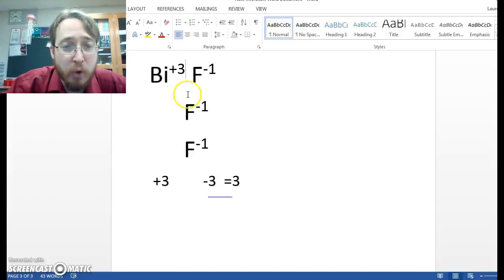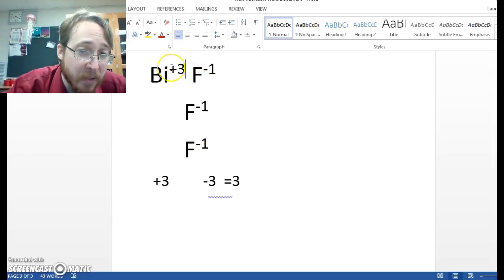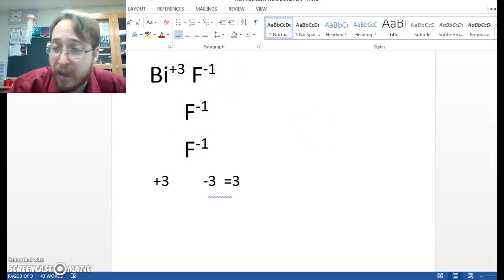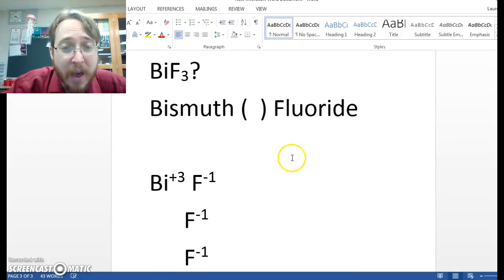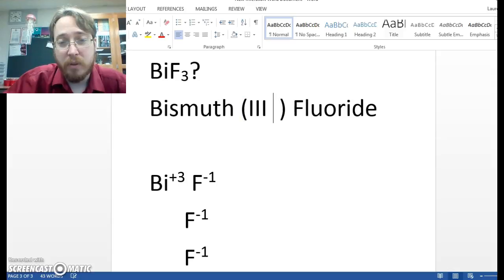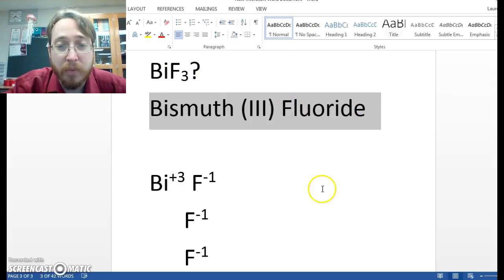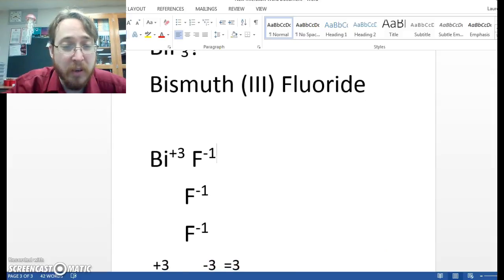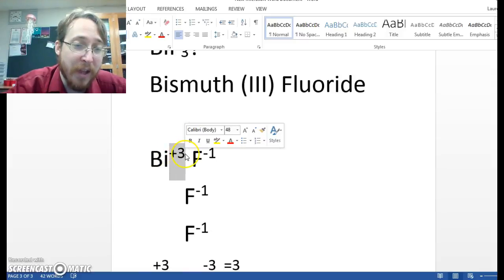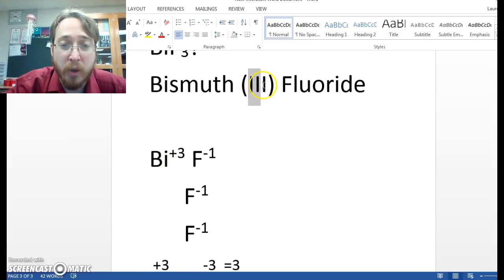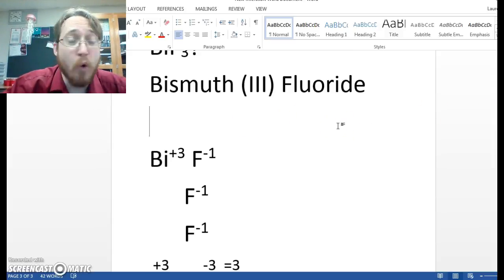So the only way bismuth can cancel out and become neutral with the 3 fluorines is if it has a +3 charge to cancel out each of their -1s, which means that our compound is bismuth(III) fluoride. So if this is our formula, this is the name of our compound. You have to go backwards. Once you have the symbols, you've got to find the charges, you've got to balance the charges, and whatever you need to balance, that's what the charge of the cation is, so that's what goes in the parentheses: bismuth(III) fluoride.